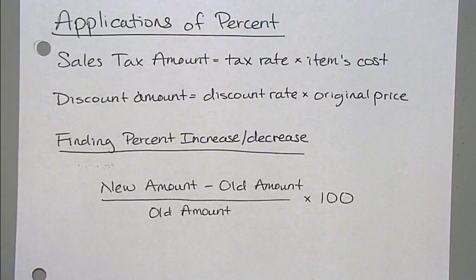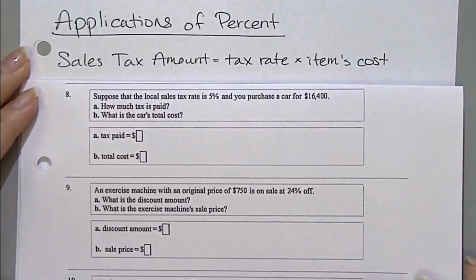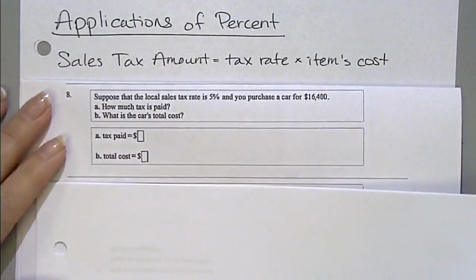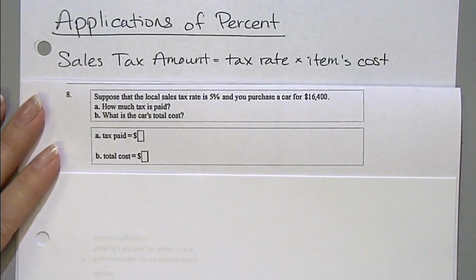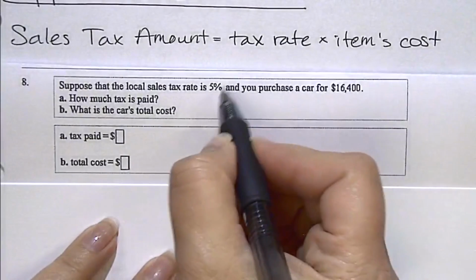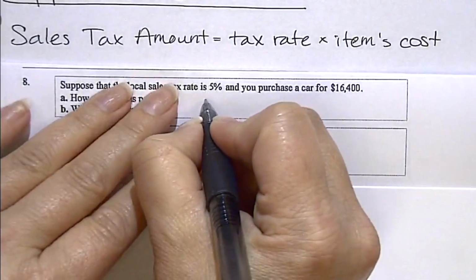On your handout, let's go ahead and skip to number 8. So on the back side, skip to number 8. If you haven't finished writing down, that's okay. I'll slide it down as we go. Suppose that the local sales tax rate is 5% and you purchase a car for $16,400. How much tax is paid? In order to do these problems, you want to first convert your percent to a decimal. So 5% would be what as a decimal? Point.